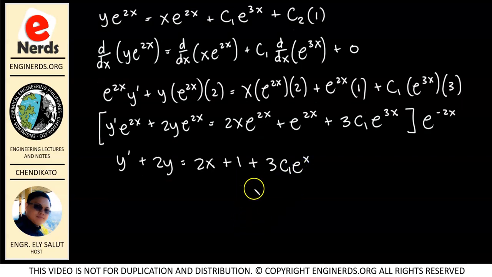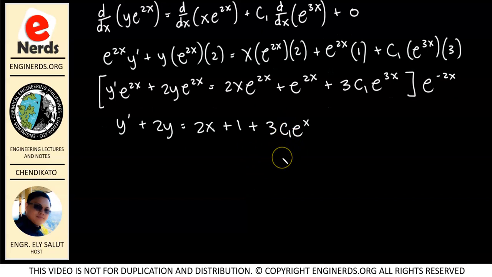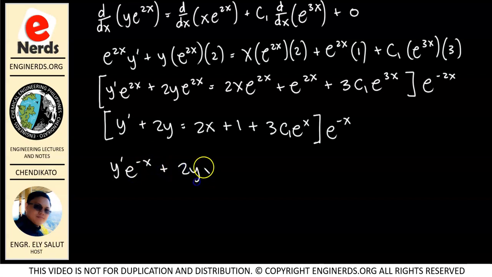Alright? So, ngayon nakikita natin, meron na lang tayong isang arbitrary constant. Now, in order to isolate our arbitrary constant C1, dahil meron tayong e to the x dito, that means I can multiply all of our left and right side equation here by e to the negative x, katulad nung ginawa natin earlier, no? So, doing that, I will have y prime e to the negative x plus 2y e to the negative x is equal to 2x e to the negative x plus e to the negative x plus 3 C1.